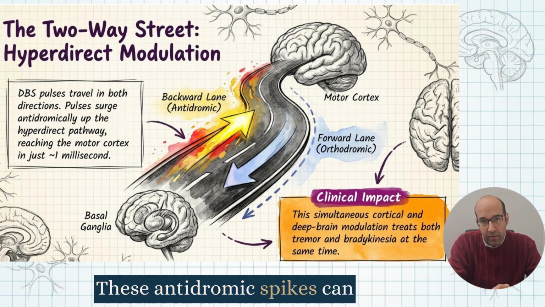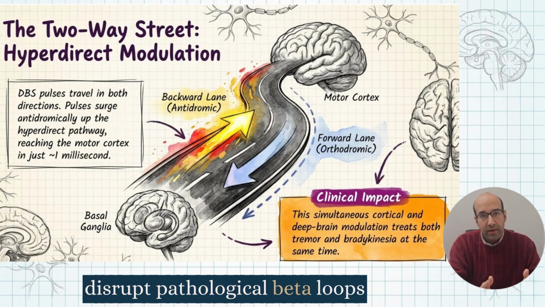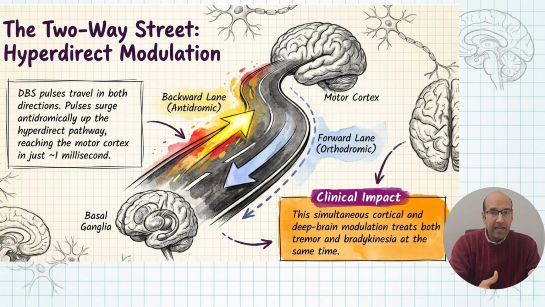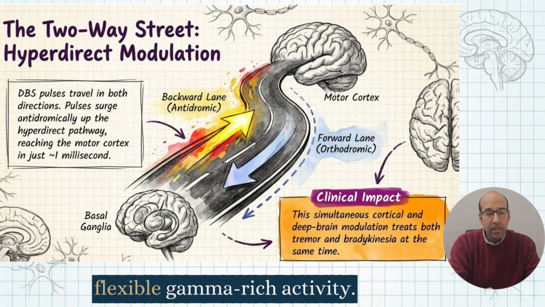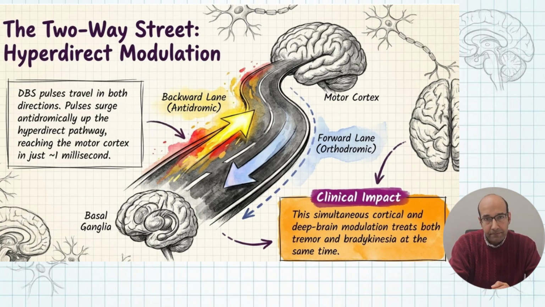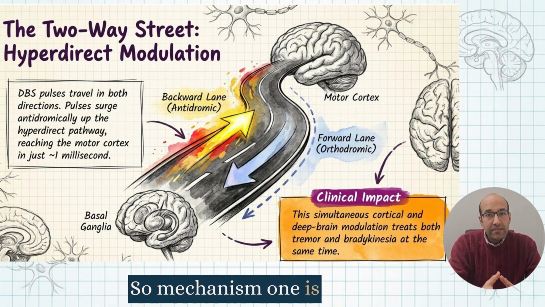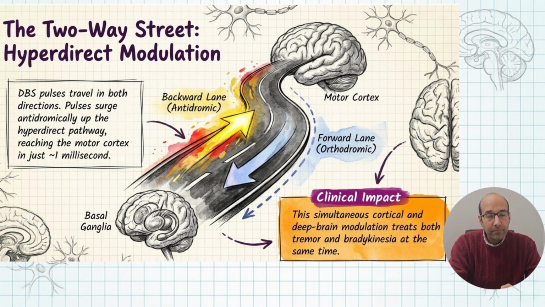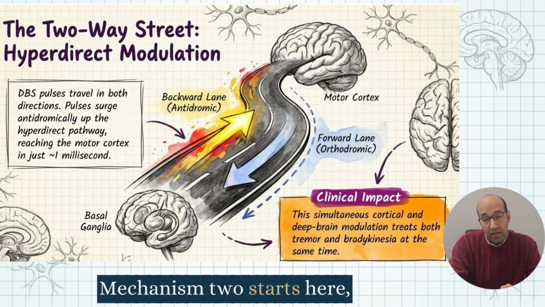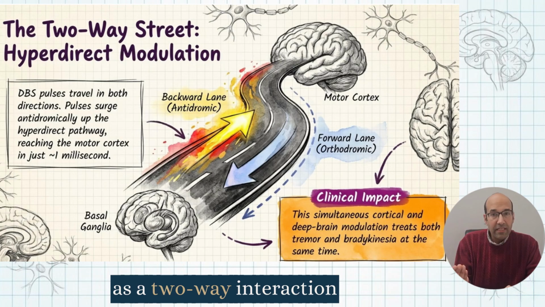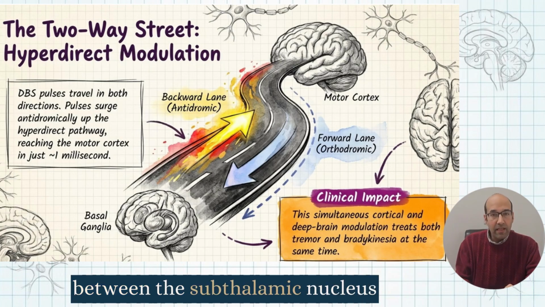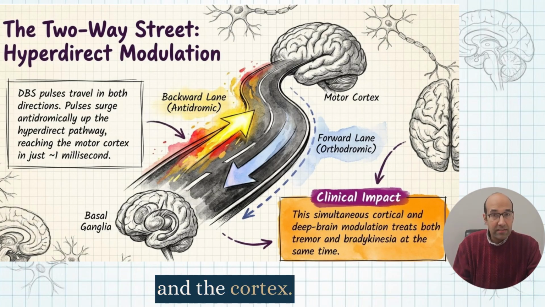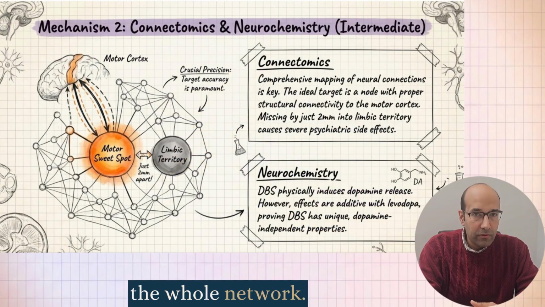These antidromic spikes can disrupt pathological beta loops at the cortical level and help restore more flexible gamma-rich activity. So mechanism 1 is local beta jamming. Mechanism 2 starts here as a two-way interaction between the subthalamic nucleus and the cortex. Now zoom out to the whole network.